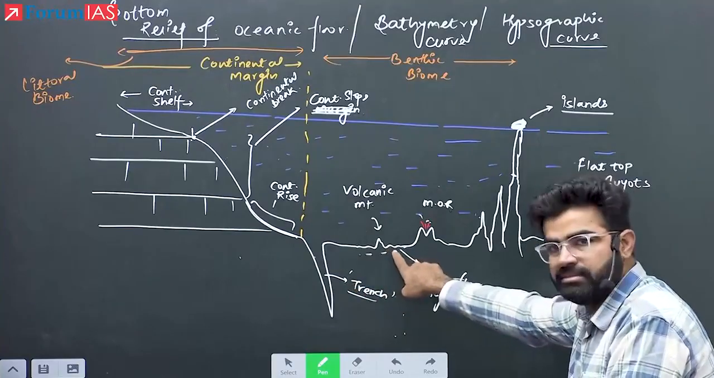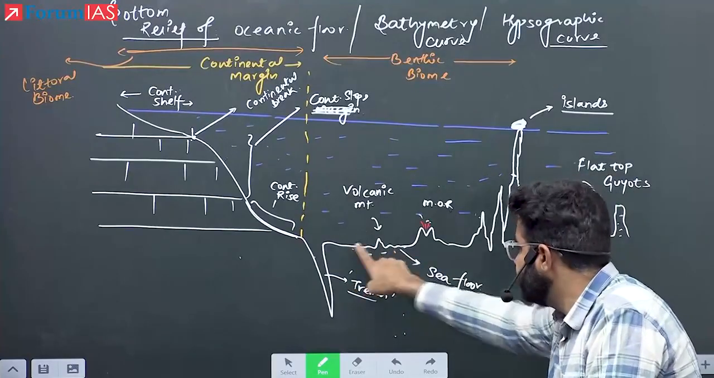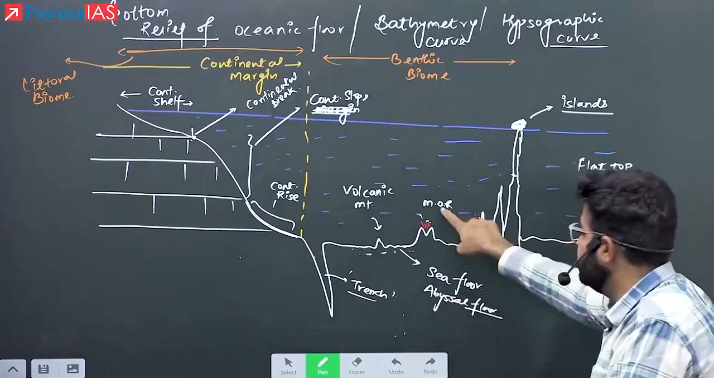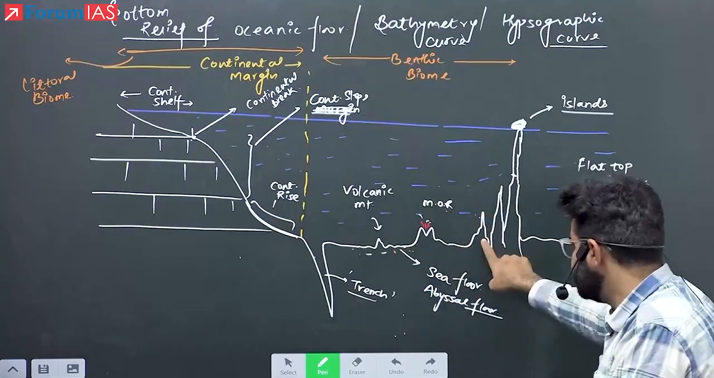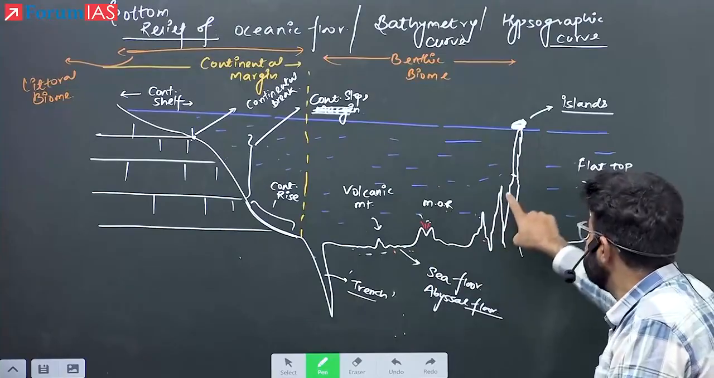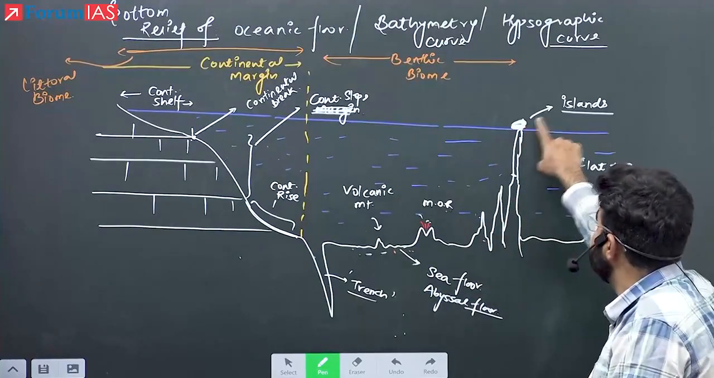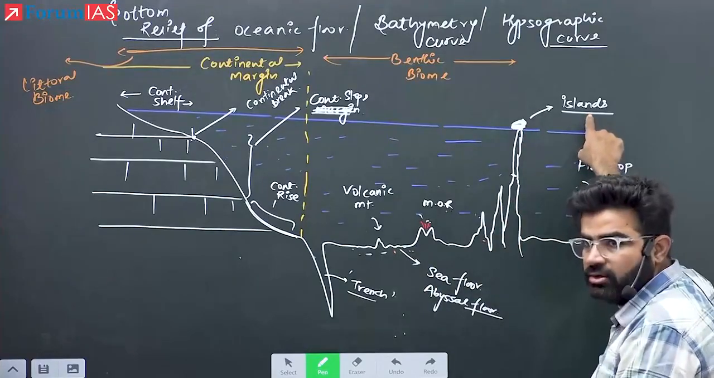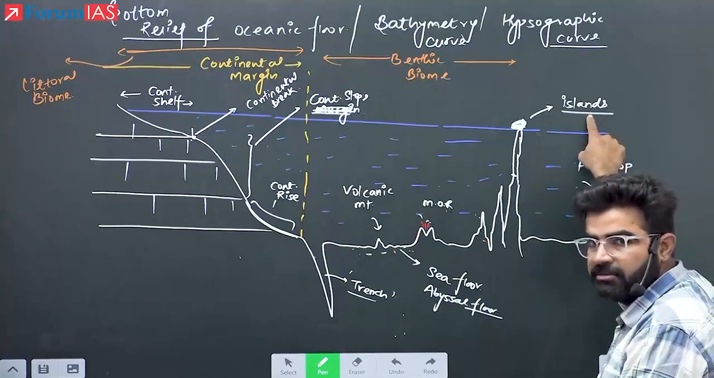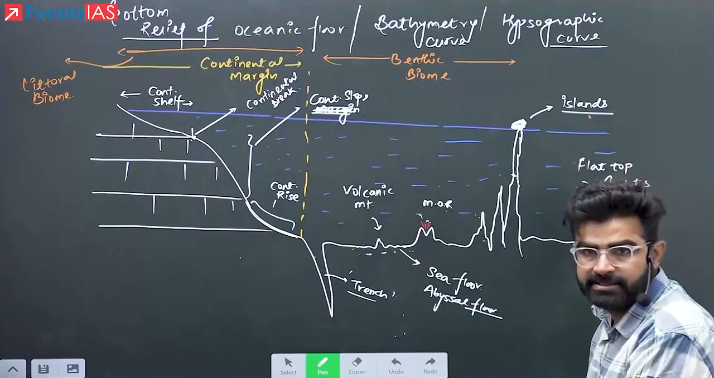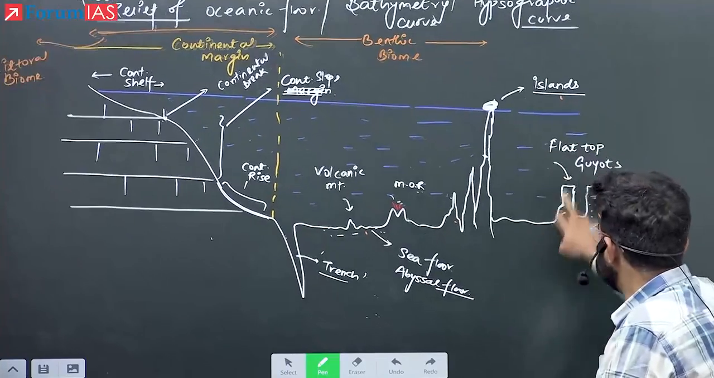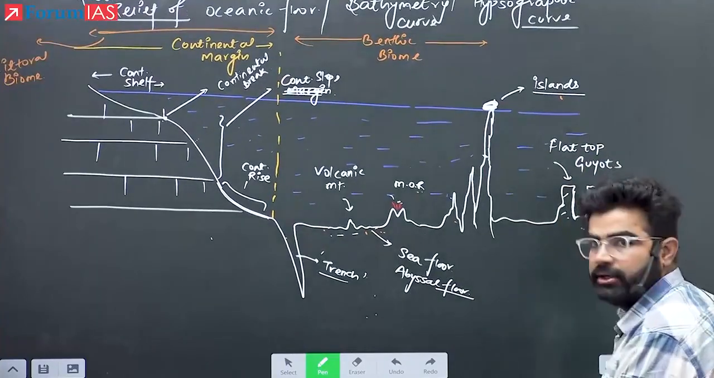Then here some of the sea mountains. This is your entire sea ocean floor. Then MOR, mid-oceanic ridges. These are volcanic mountains. These volcanic mountains, if they reach a height, could be islands. Also, islands can be formed by some other methods, for example, coral islands, right? Then we have some flat top mountains. They are known as guyots.